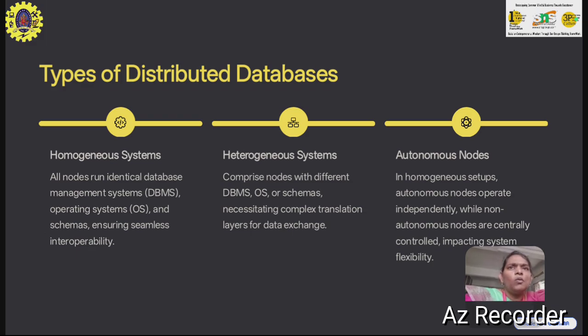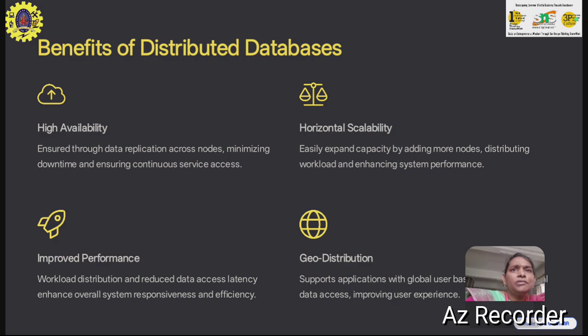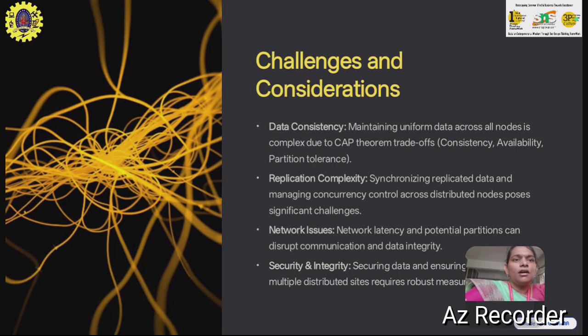Next, why use a distributed database? Because it offers high availability, scalability, high performance and geo distribution. High availability means no single point of failure, and scalability means you just add more nodes when needed. Performance means fast access to data closer to the user, and geo distribution is perfect for global apps.